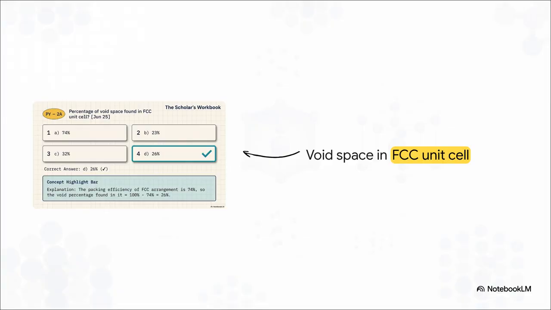Question PY2A, percentage of void space found in FCC unit cell. June 25. 1. A, 74%. 2. B, 23%. 3. C, 32%. 4. D, 26%. Correct answer? D, 26%. Explanation. The packing efficiency of FCC arrangement is 74%, so the void percentage found in it equals 100% minus 74% equals 26%. Once again, it's the exact same subtraction method. Total space minus the occupied space gives us 26% for the empty void space.